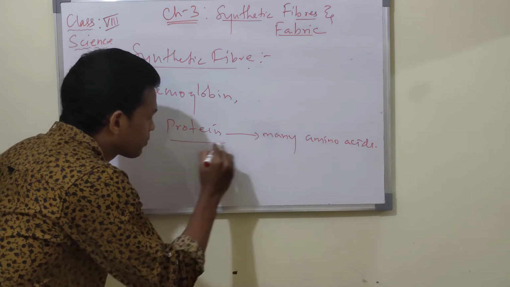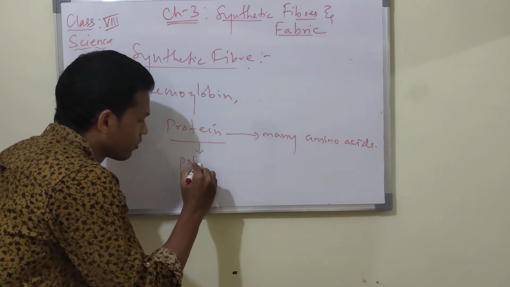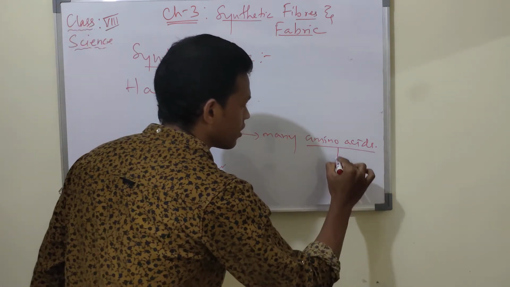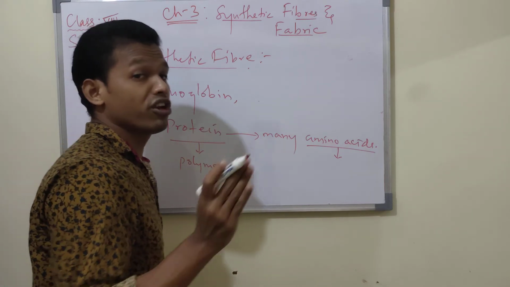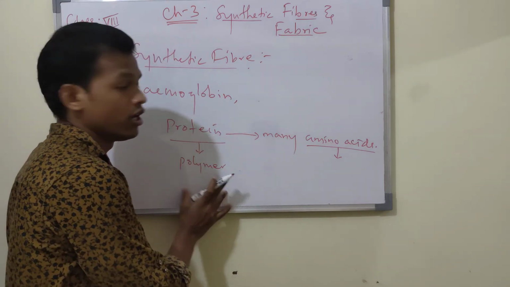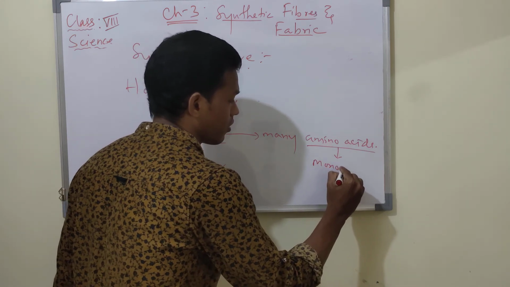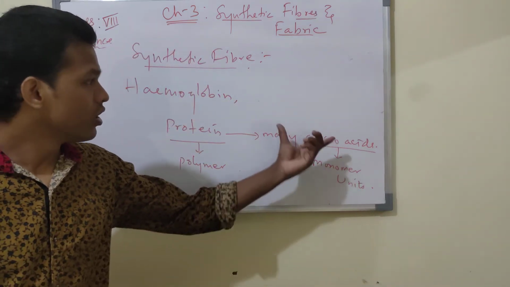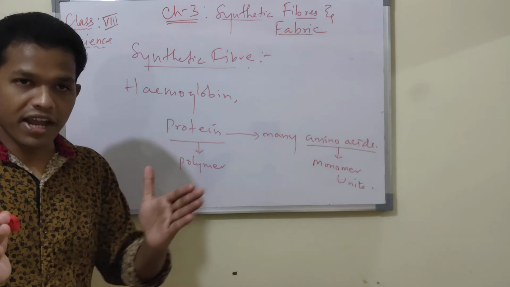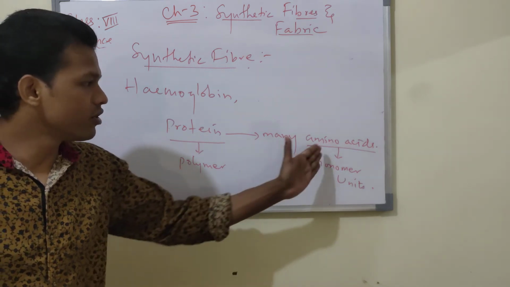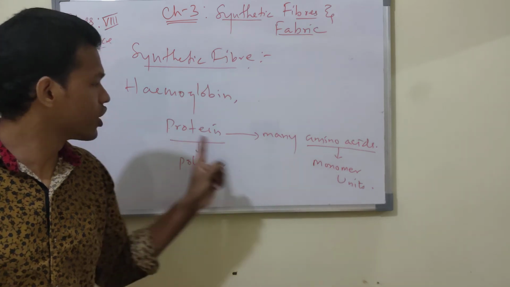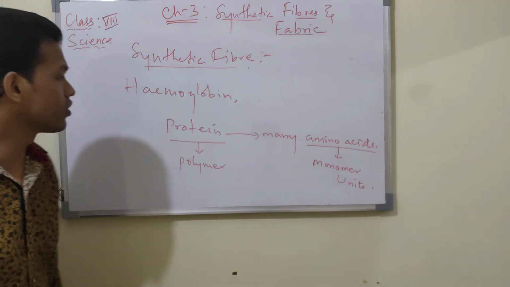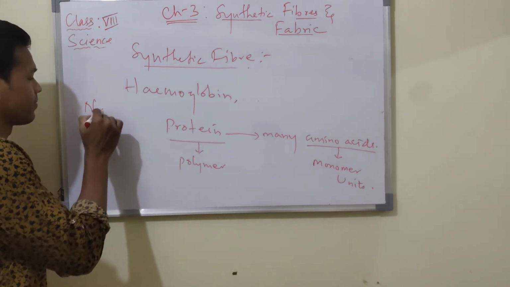What is protein here? You can say polymer. What is amino acid here? It is very important to understand which is the monomer unit and which is the polymer. This is polymer. This is monomer. Many amino acids, the small monomer units, combine together to form a protein called hemoglobin. In blood, protein hemoglobin is present. So this occurs in nature.